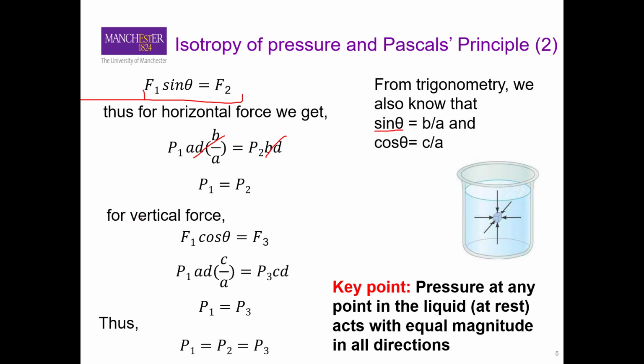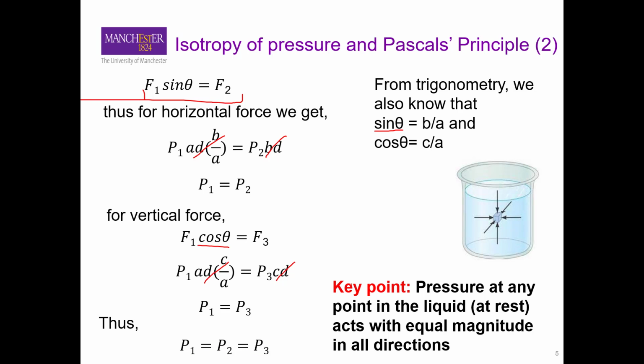So for the other direction, F1 cos theta should be equal to F3. And again, we can write this cos theta from trigonometry as C over A. So by putting values in for force F1, we have P1 AD times C over A, and then we have P3 CD. So CD again will cancel out, and then we have P1 is equal to P3. And by chain rule, we can write P1 is equal to P2 and is equal to P3.